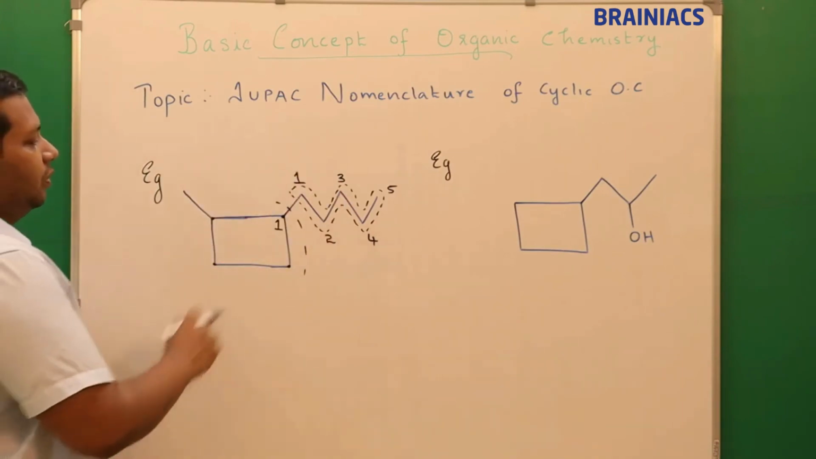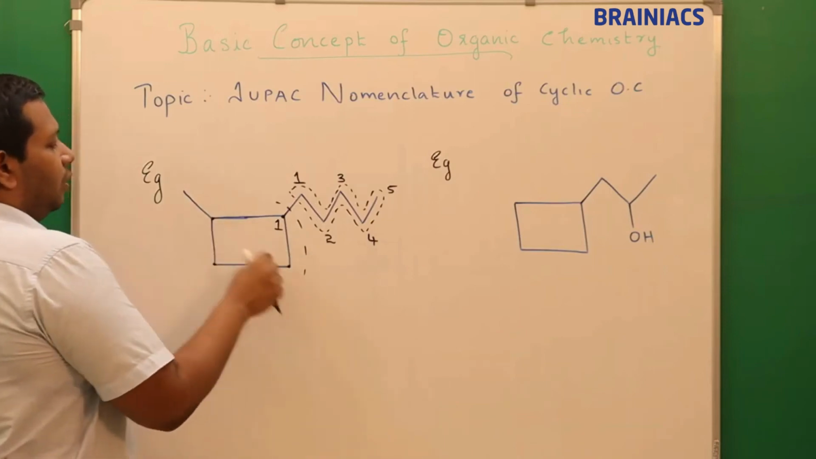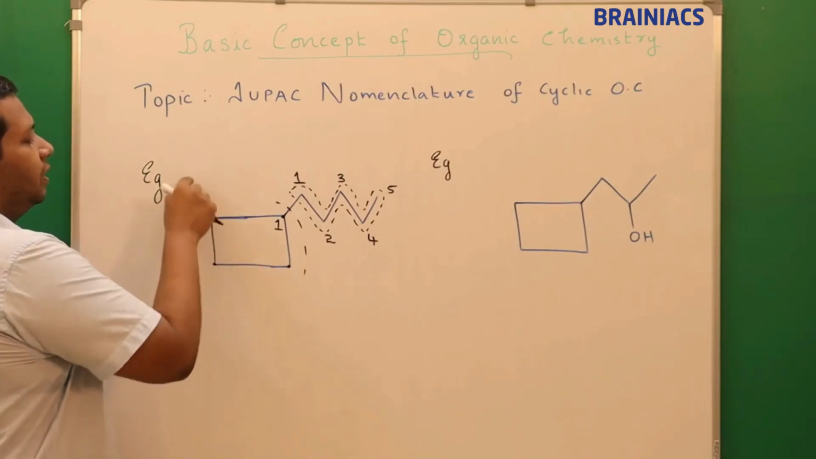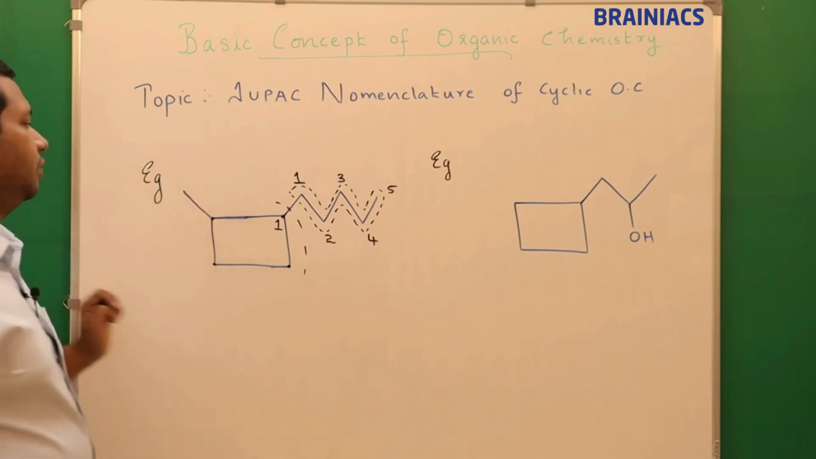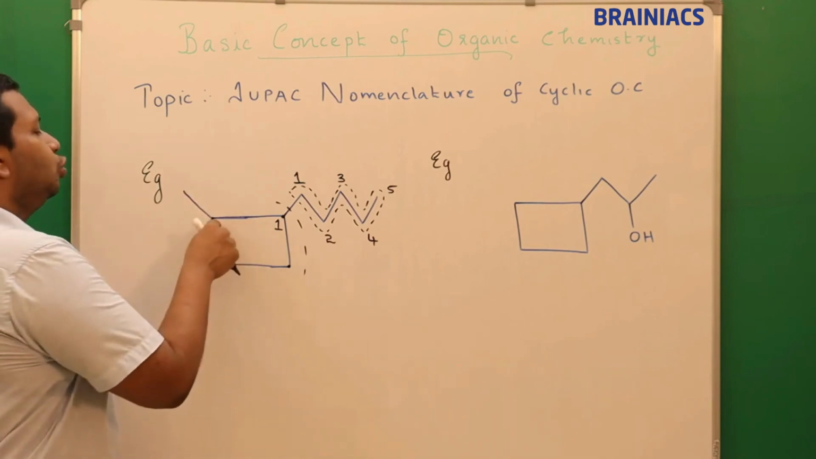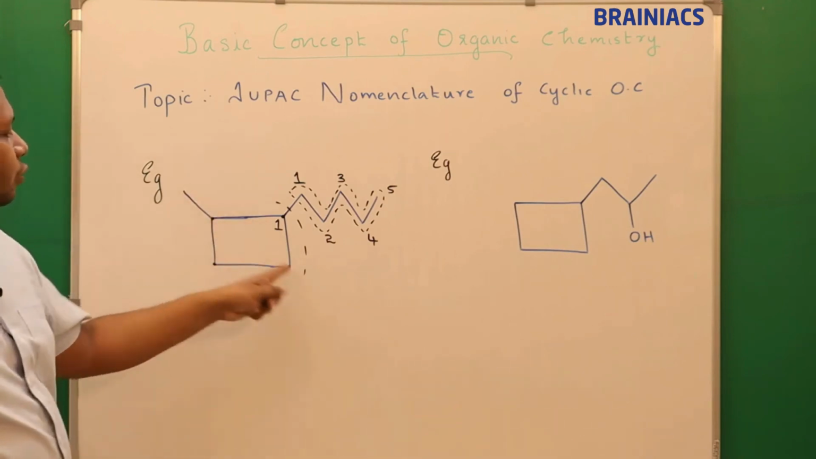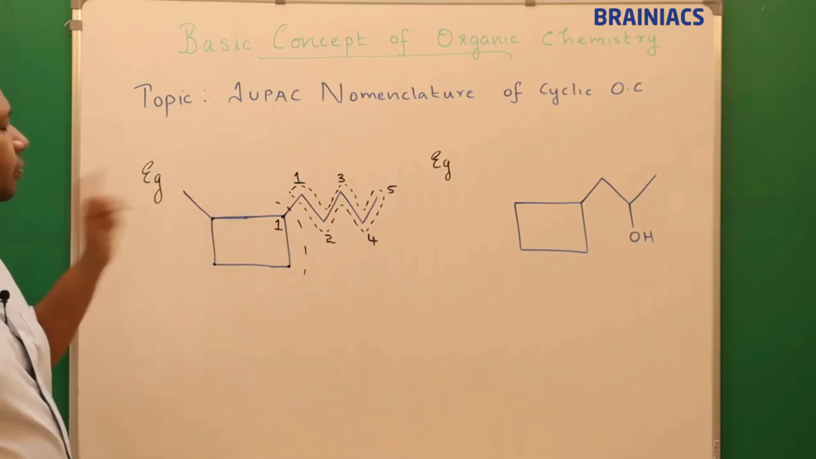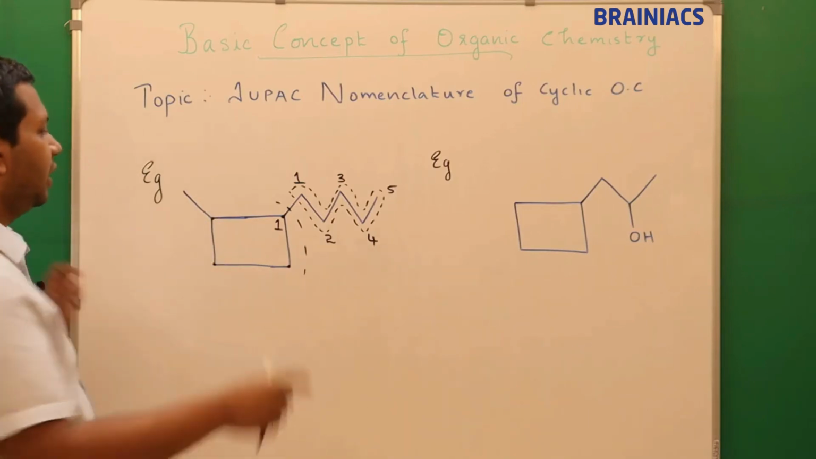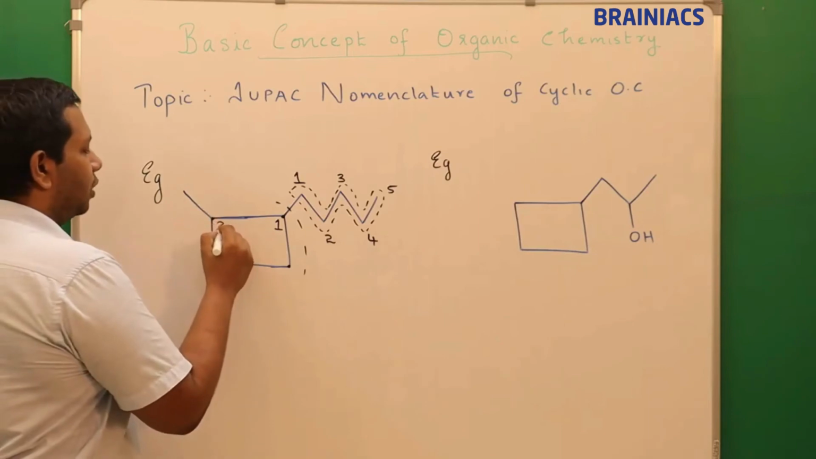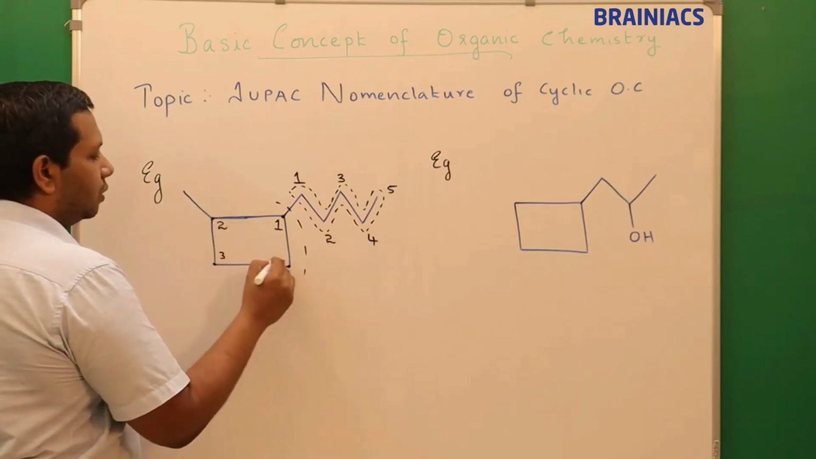Now I can go in this way, 1, 2, 3, 4, then 4 will be the number that will be given to the substituent. I can also go in this way, then 2 will be the number. So I know that there is no functional group or multiple bond, then substituent will get the priority. So again I should choose the lowest number. So 1, 2, 3, 4, correct?